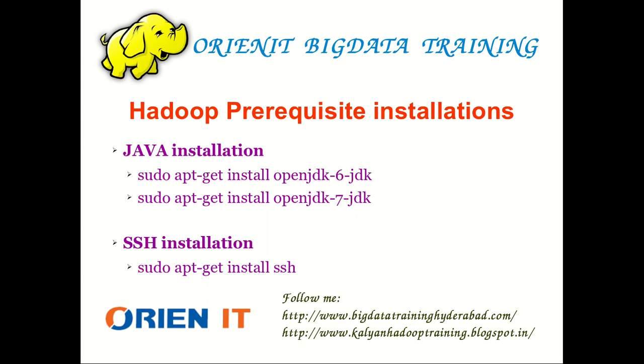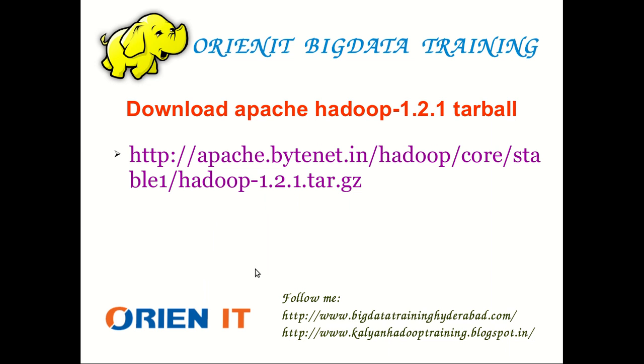After completion of the Java installation, we need one more prerequisite for Hadoop installation, which is SSH. The installation command is sudo apt-get install ssh. So these are the commands I'll execute first. Once that is completed, I'll download the Apache tarball from the given link.